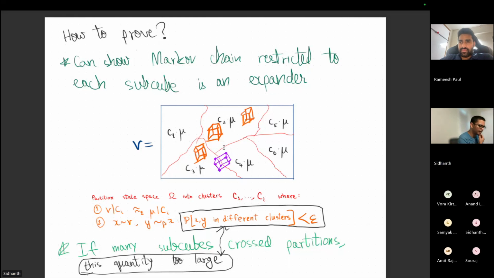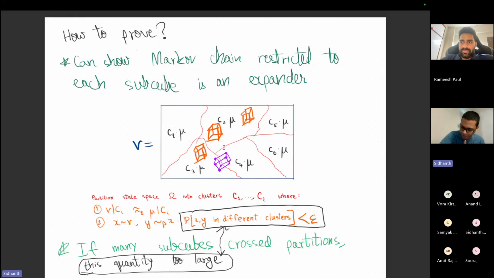Yeah. Okay, I see Anand has a question. Right. So don't you need to do something a little stronger here? Because right now what you're saying is that on average, most of these cubes are not cut, right? But your global dynamics starts from a very specific starting point, say the empty set. So most likely you're really only contained in one of these regions, say C1. So wouldn't you need to show this specifically for the region that you're most likely to be contained in?